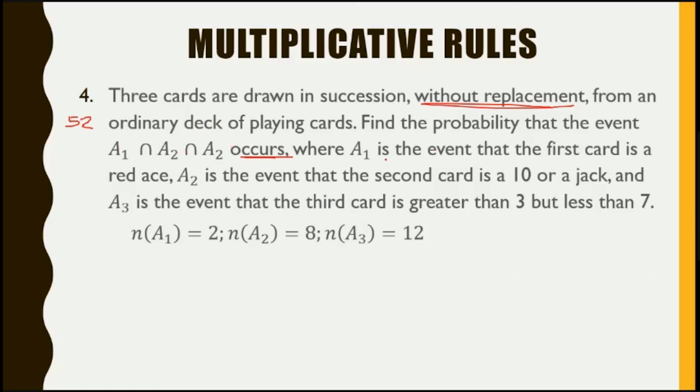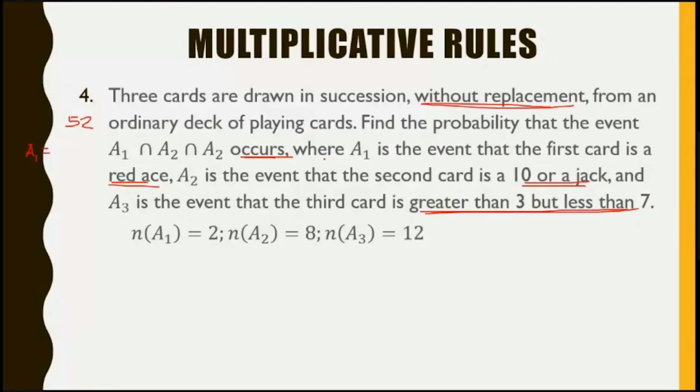A sub 1 is the event that the first card is a red ace. A sub 2 is the event that the second card is 10 or jack. And A sub 3 is the event that the card is greater than 3 but less than 7. Now let's first identify the elements or the sample outcomes of these.